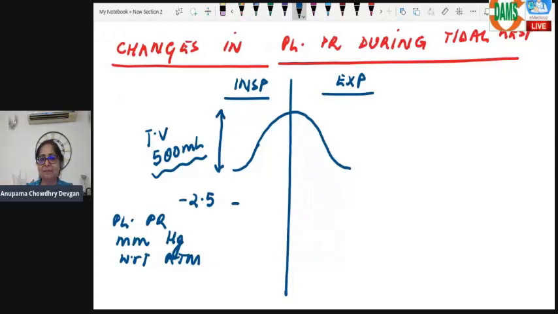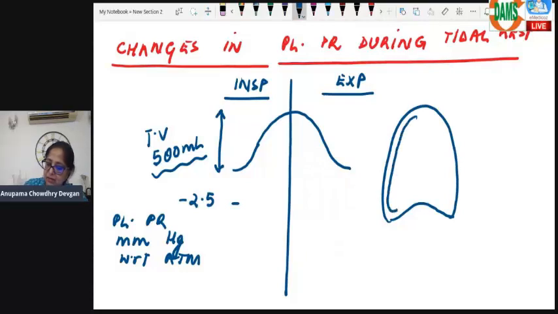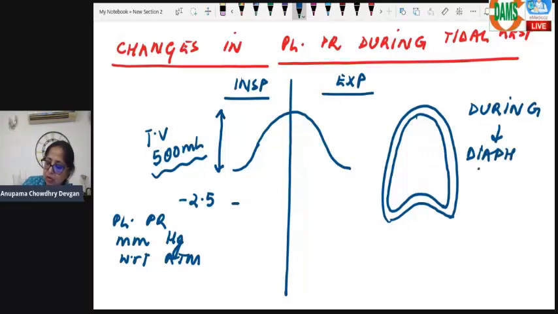My next important point is, which is the main muscle of tidal respiration? The main muscle of tidal respiration is the diaphragm. During inspiration, the diaphragm contracts and moves downwards. If I look at it from a side view of the lung, this is the diaphragm here. This is the chest wall, lined by the parietal pleura, with the visceral pleura on the surface of the lungs. Now, during inspiration, the diaphragm will contract and move downwards.